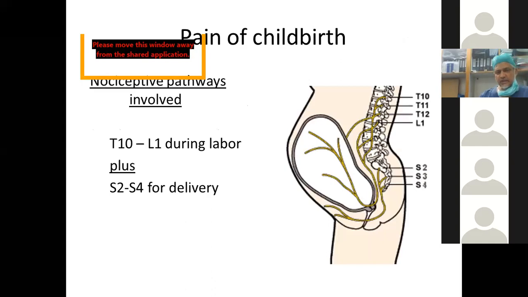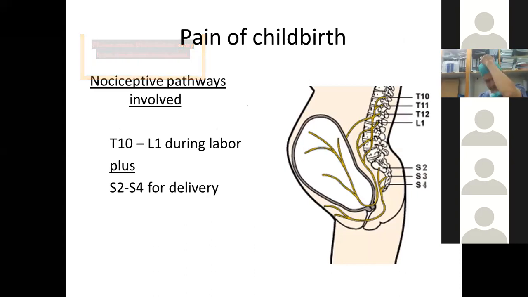The nerve supply from the uterus is from T10 to L1, and this is for the first stage. For the third stage, it comes from S2, 3, 4. So you need to block all these nerves. There are various options to do that. Previously, there were two local blocks, paracervical and pudendal nerve block, but nowadays they are not used much. So we have better options.